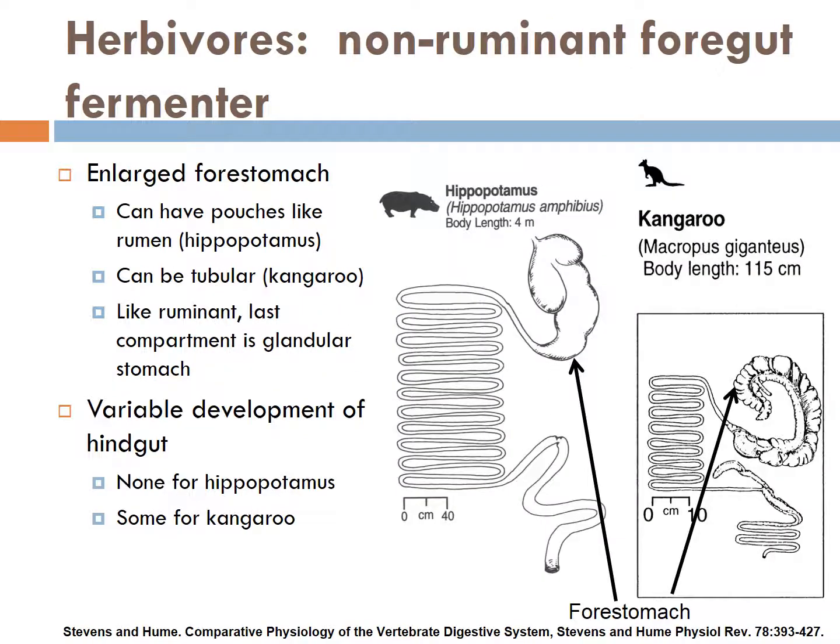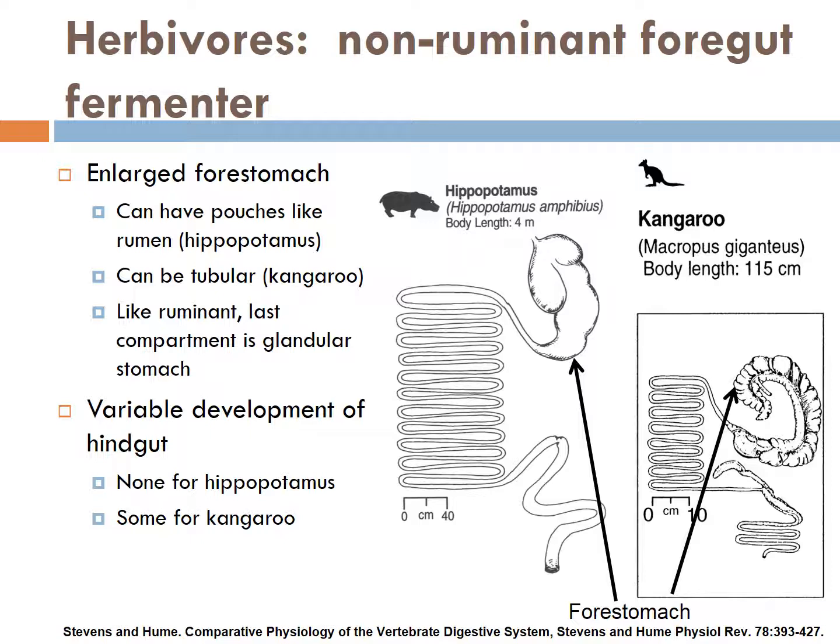The ruminants are not the only herbivores that have an enlarged forestomach. There are non-ruminant foregut fermenters like the hippopotamus and the kangaroo that we see here. Some foregut fermenters have an enlarged forestomach with pouches like the rumen, like the hippopotamus. If you took off your glasses, the hippopotamus stomach may look something like a rumen. The forestomach doesn't always look like a rumen. It can be tubular like in the kangaroo. It almost looks like a colon. As in the ruminant, the last compartment is a glandular stomach.